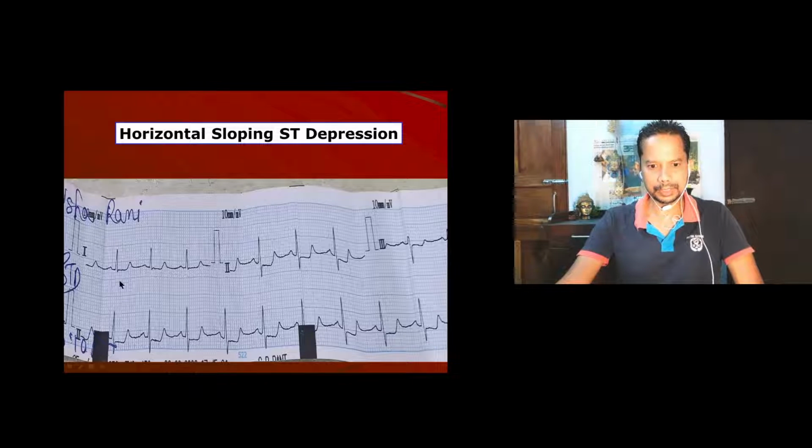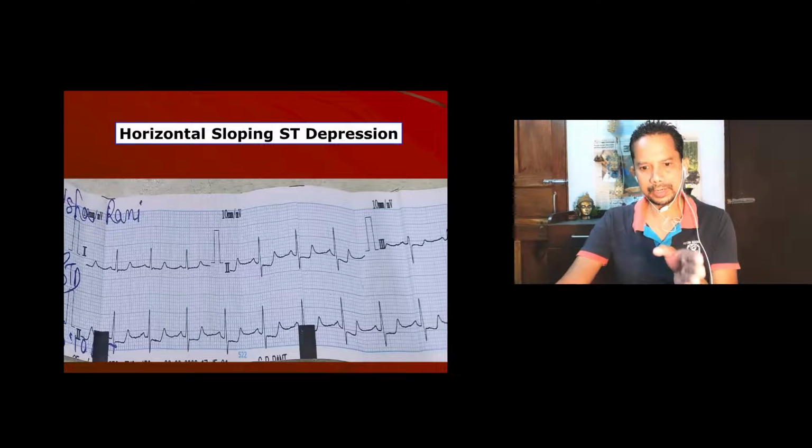Now in this you will see this is a horizontal ST depression. Out here it looks like a downsloping. It's going almost down. This is down. In this it is horizontal. So now you will say, sir, this is horizontal, this is downsloping. How can it be in the same person?